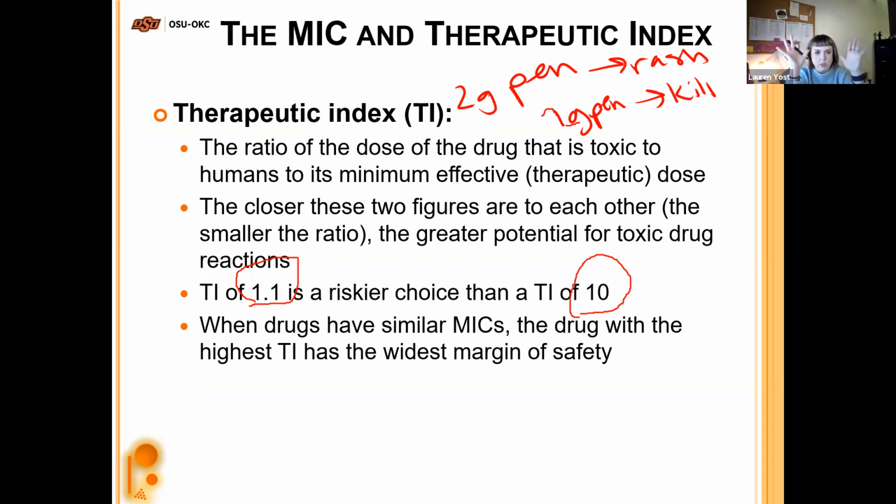So anyways, that's the point. That's what I'm trying to say. When drugs have similar reactions, problems with patients or effectiveness, the drug with the highest of this has the widest margin of safety. So that might be the one that you would want to go with. So has similar effectiveness. So just think of it that way. Okay.